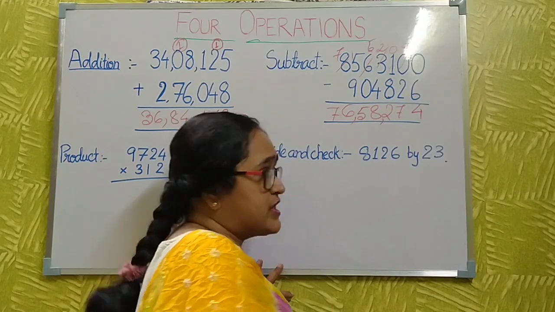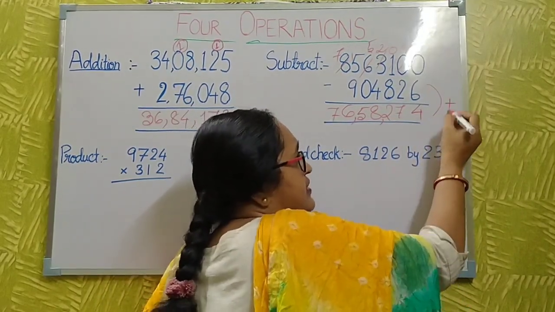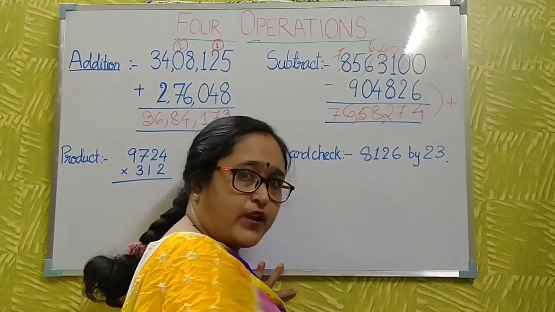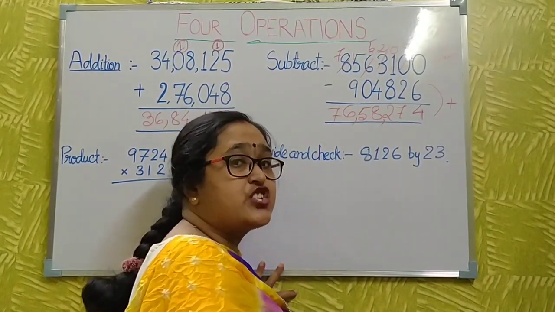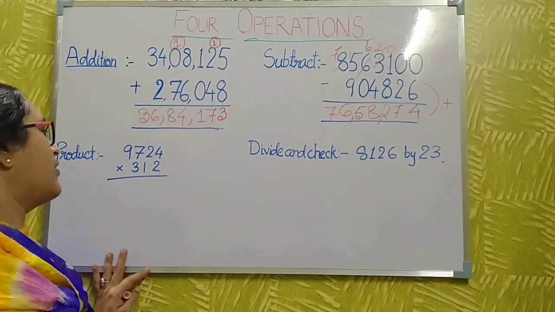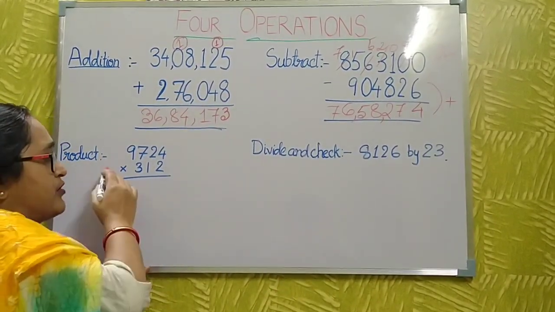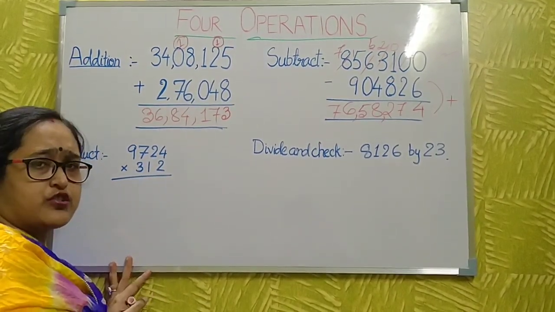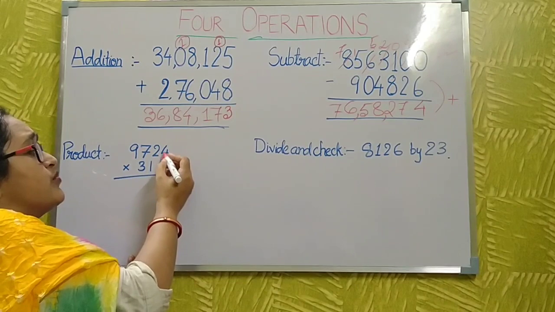This is the checking process. What is the checking process? You add these two numbers, and the number comes out. Okay, this is the checking process of subtraction. Now I discuss the product. Okay, what is this? All of you know the tables also. First you do the product here.